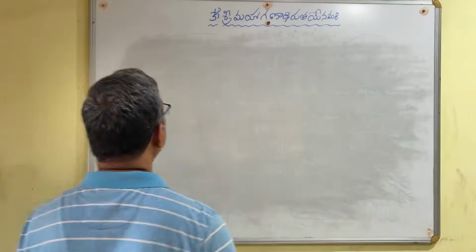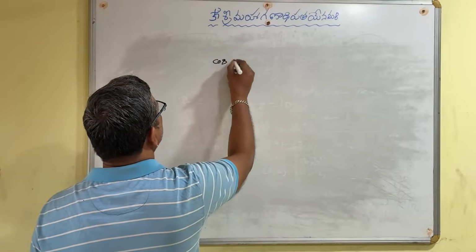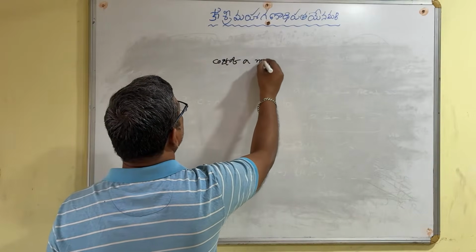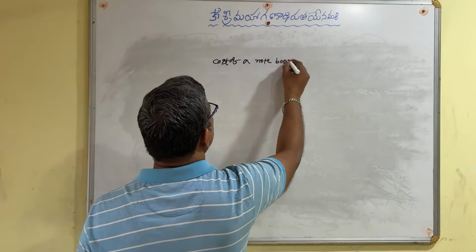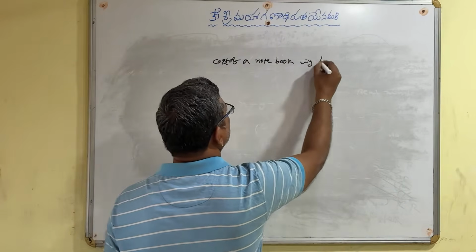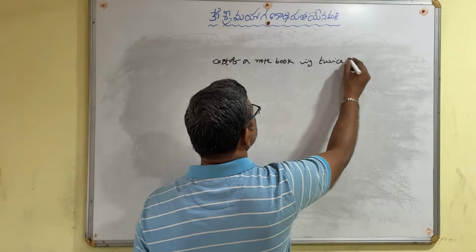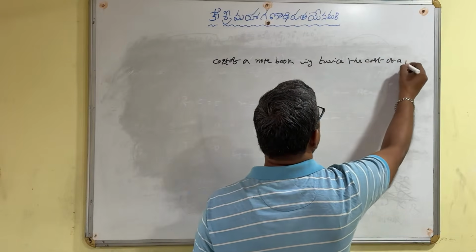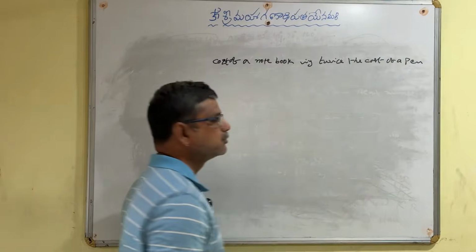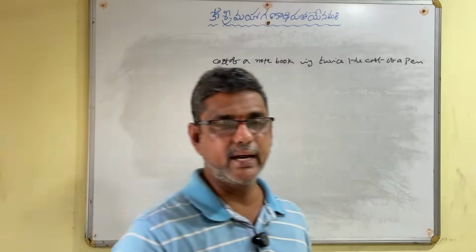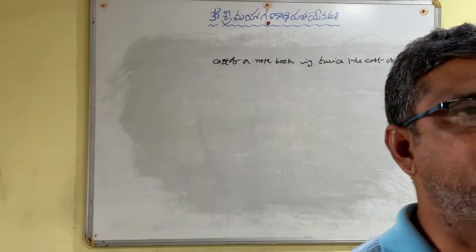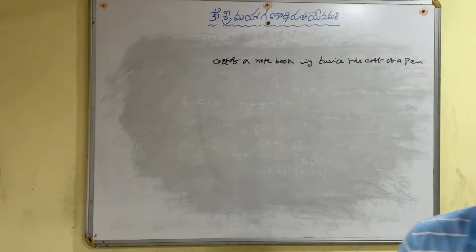Cost of a notebook is twice the cost of a pen. Using this, we need to write a linear equation in two variables and keep it in the general form.